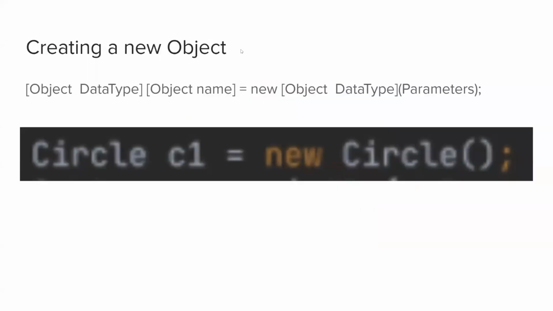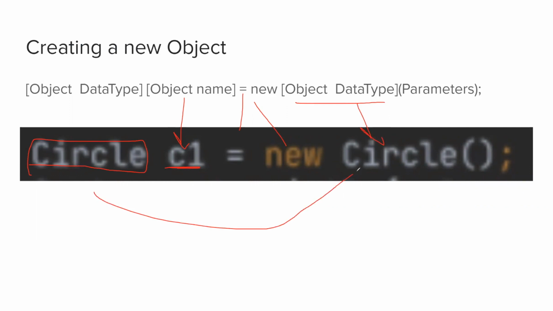And so when we create a new object, here's the format. It's the data type. It can be anything, but normally it's the class name. And then we would have the object name equals new, the data type again. So these two are a repeat. And then here we have parentheses, and if you have any parameters, you go in here.